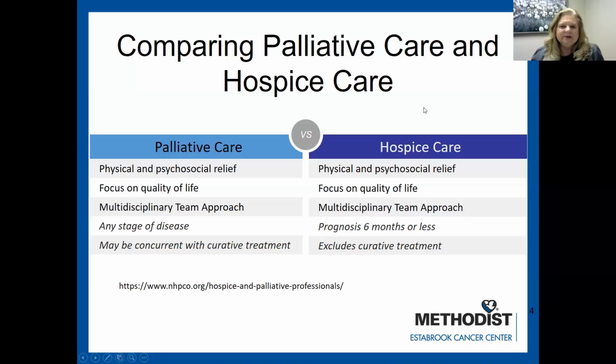So sometimes people think that palliative is just a way to get people into hospice, but we really want to help people at any point that they can. And then when hospice is appropriate, we have those discussions and help them.